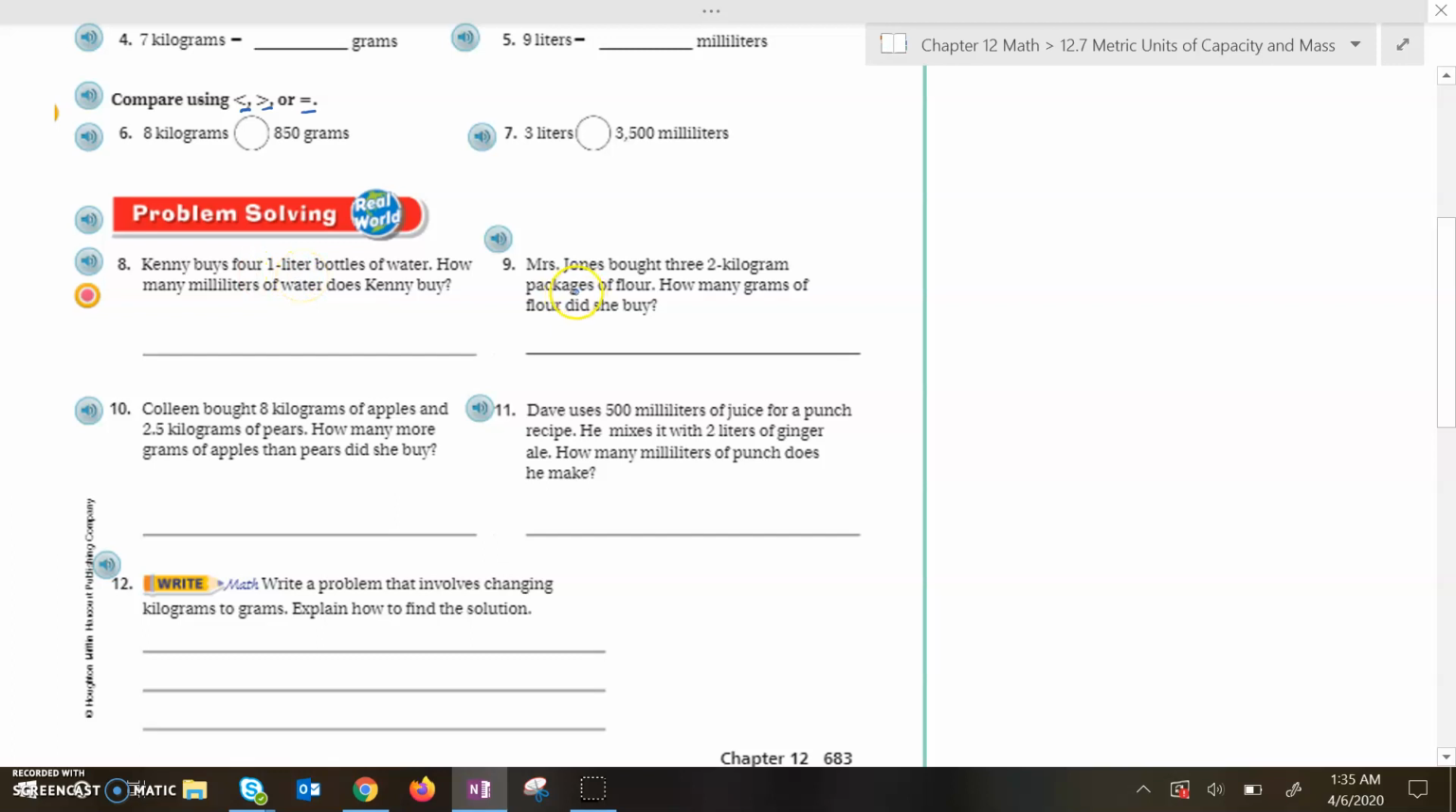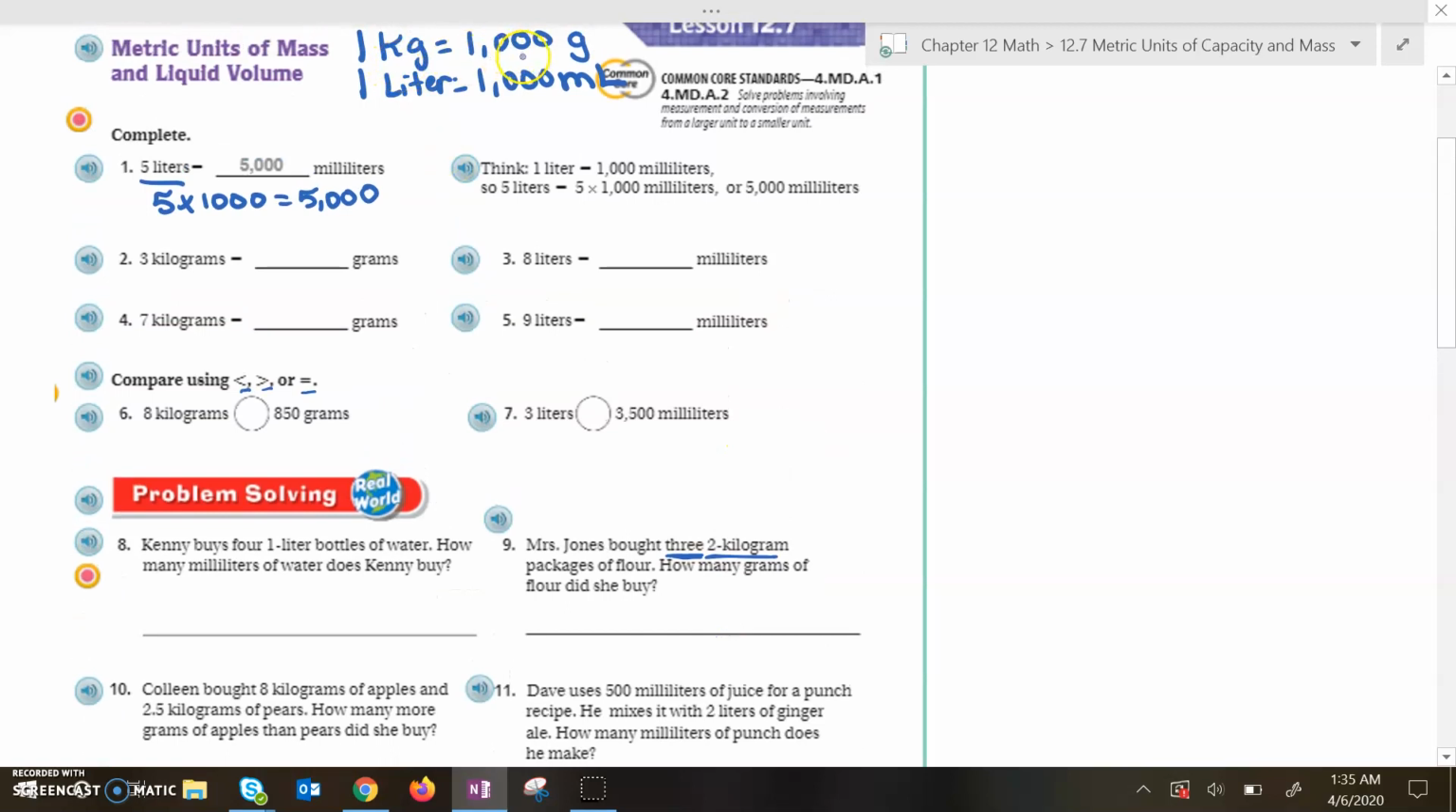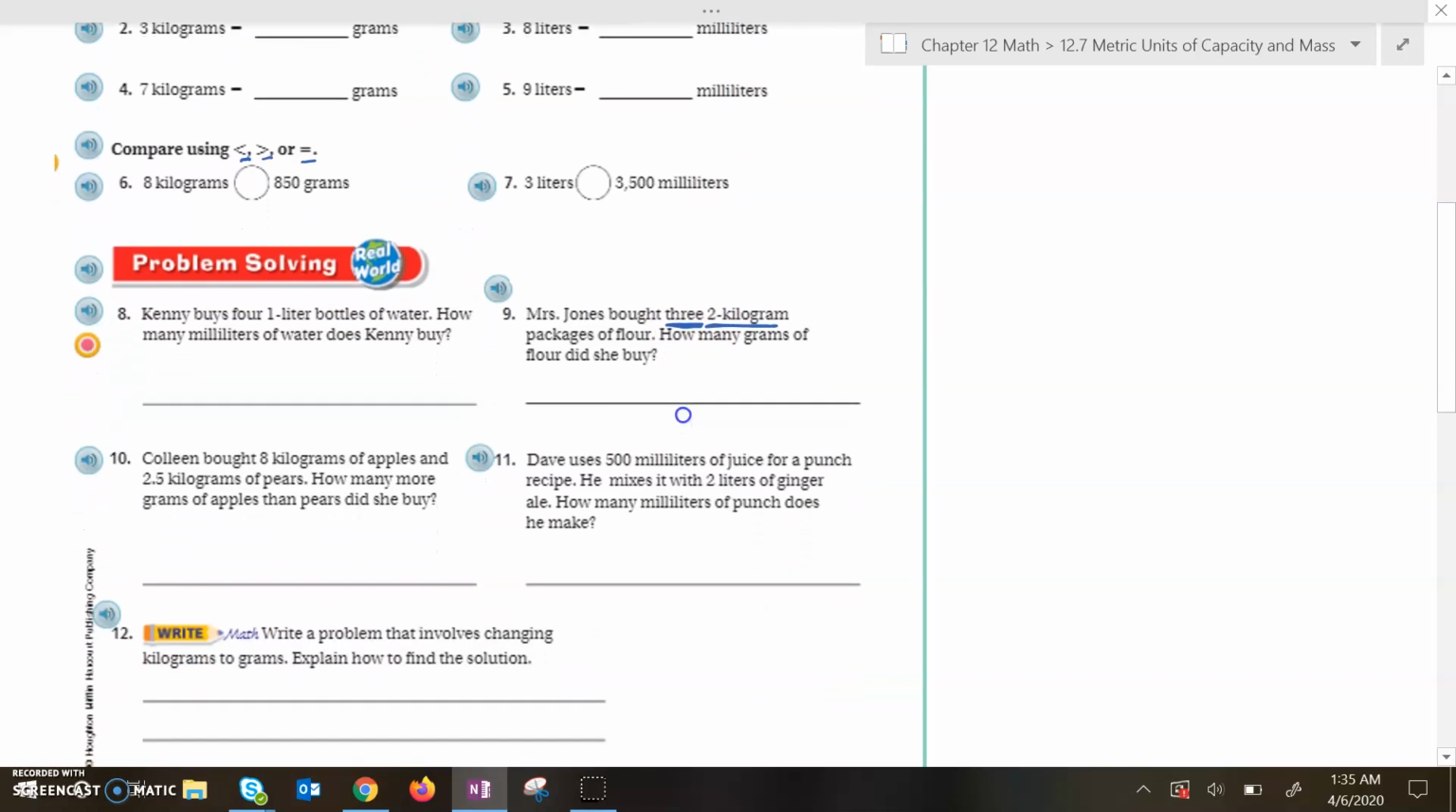Number 9, Mrs. Jones bought 3 2-kilogram packages of flour. How many grams of flour did she buy? Now remember, she has 3 2-kilogram packages of flour. So you have to look at that. You have 3 2 kilograms. Now above, 1 kilogram equals 1,000, but she has 2 kilograms. So this one's going to be a little bit more tricky, but I know you can do it.